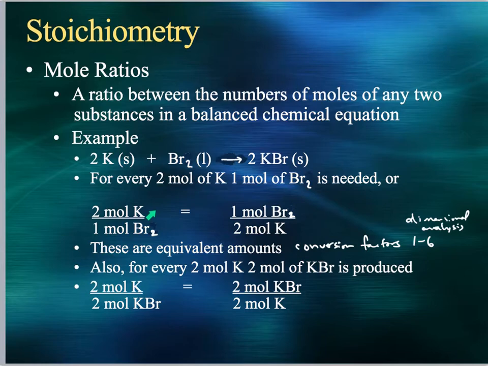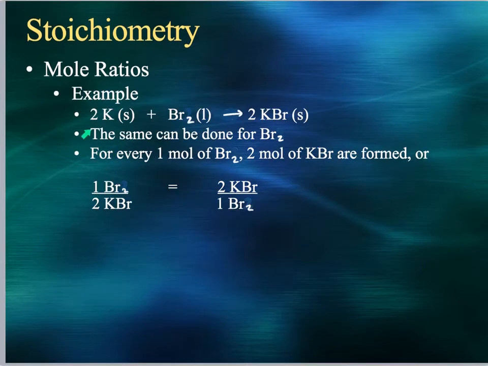Okay, so we can create all kinds of mole ratios here. We could look at it in terms of potassium and the compound that is formed. So for every 2 moles of potassium that you use, you can make 2 moles of KBr. Or for every 2 moles of KBr that was produced, you needed 2 moles of potassium atoms. Okay, and then finally, the only one we haven't done yet is the combination of bromine and potassium bromide. So for every 1 mole of Br2, we would produce 2 moles of KBr, and for every 2 moles of KBr that had been produced, we needed 1 mole of Br2 to do that.